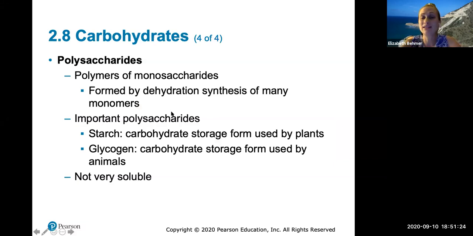And important polysaccharides in your body are starch. Starch, this is in plants, is the way that plants store carbohydrates. Glycogen is the way we store carbohydrates in our liver specifically. In you guys and in me, in animals, we store glycogen in the liver, and glycogen is just a lot of glucose molecules linked together. They are not very soluble, meaning they will not dissolve easily.